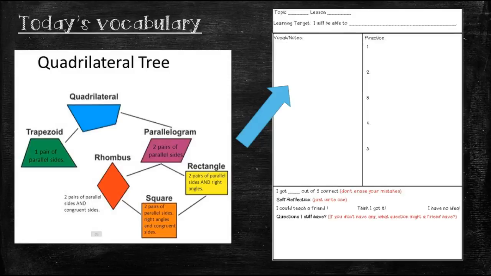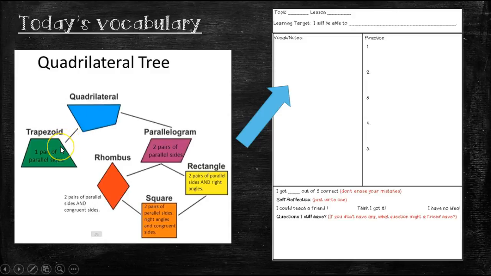Here is the quadrilateral tree that I want you to pause this video so that you can write it down. It's very important that you not only write down the shape, that you write down the name, and that you write down the interesting things about that shape that help you to classify it. So for instance, we're going to start with a quadrilateral on top. A quadrilateral is a shape with four sides because quad means four.